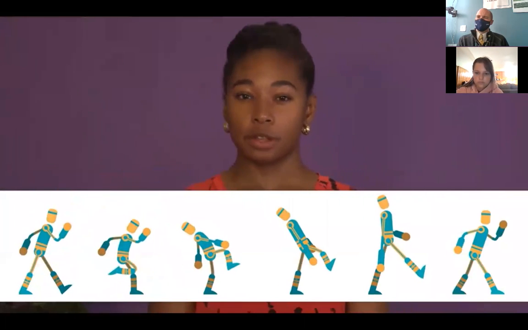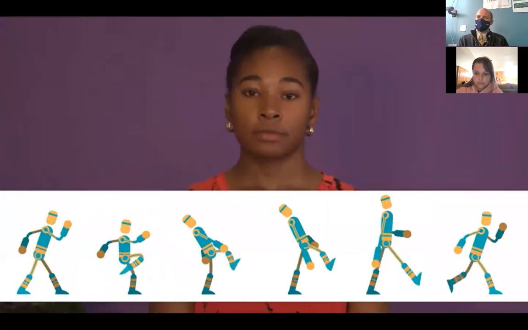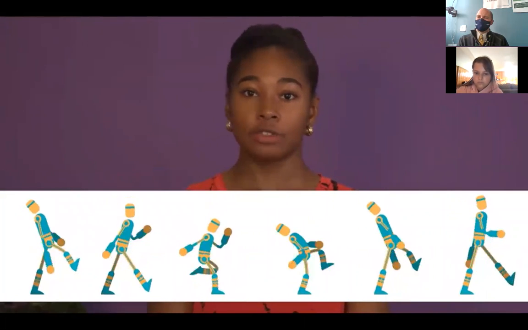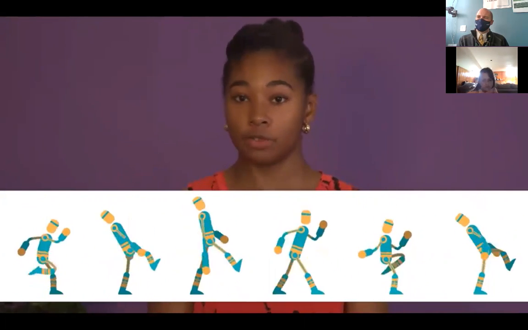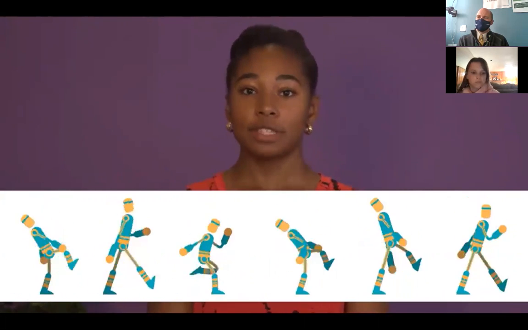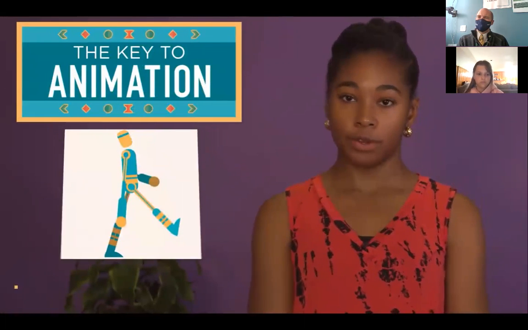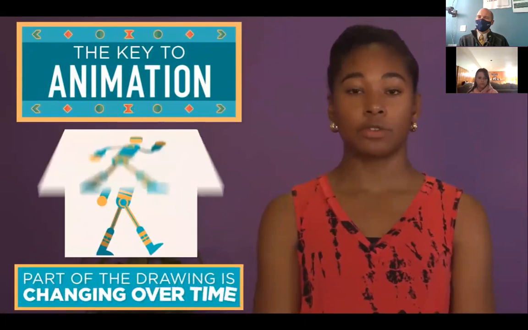Movies create the impression that characters are moving smoothly. But if you slow them down enough, you'll realize there are lots of individual images. Each image is just a little bit different from the one before. Speed them back up, and your eyes are tricked into thinking you're watching real life motion. A very simple example of this effect is a flipbook. The key to animation, whether on paper or a computer, is that part of the drawing is changing over time.